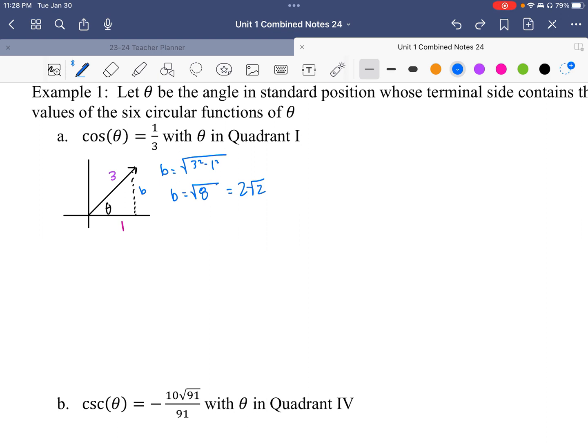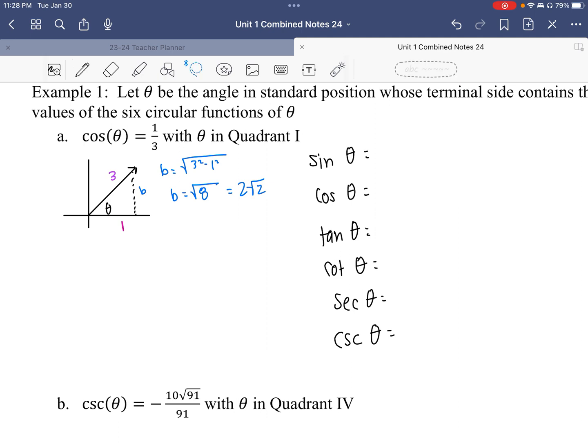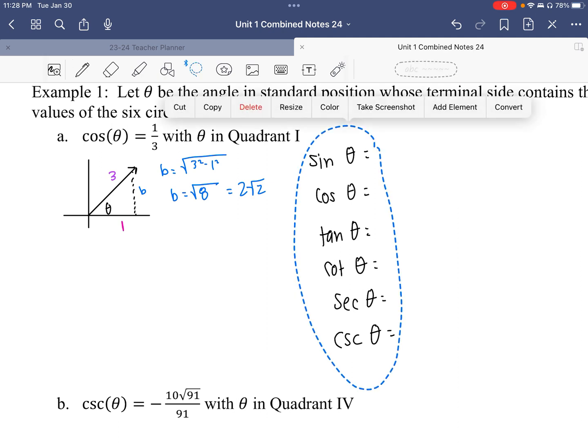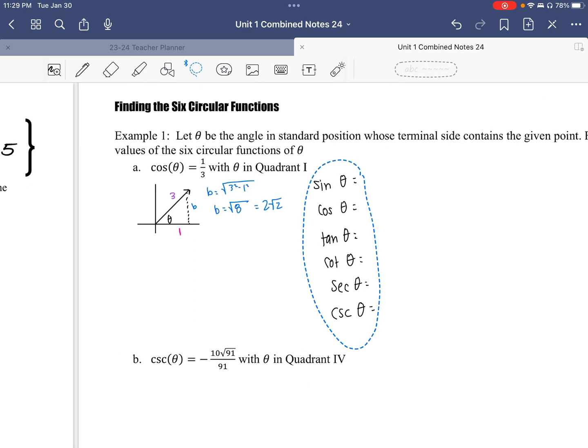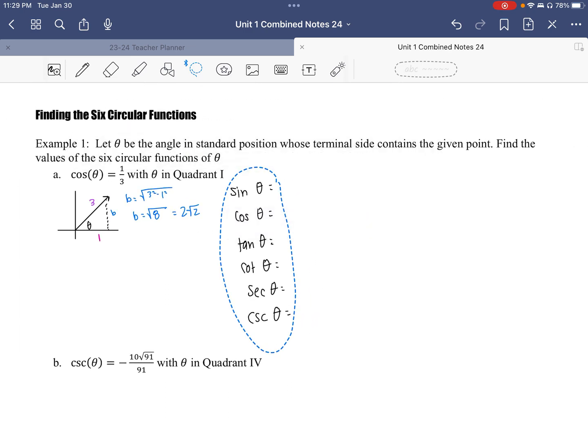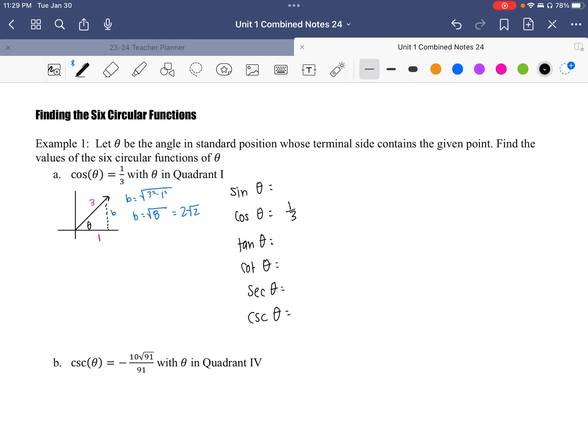But we have to find all of them. So keep in mind, they actually gave you one of them. So we need our sine, our cosine, our tangent, our cotangent, our secant, and our cosecant. Okay, this is everything we're going to need. But it actually already gave us, honestly, 2. Because it gave us cosine being 1/3, which means it's also just by default giving us that the secant is 3, because that one's going to be the reciprocal.